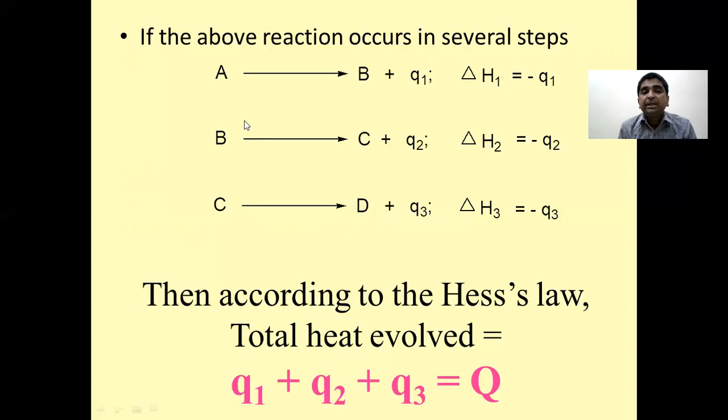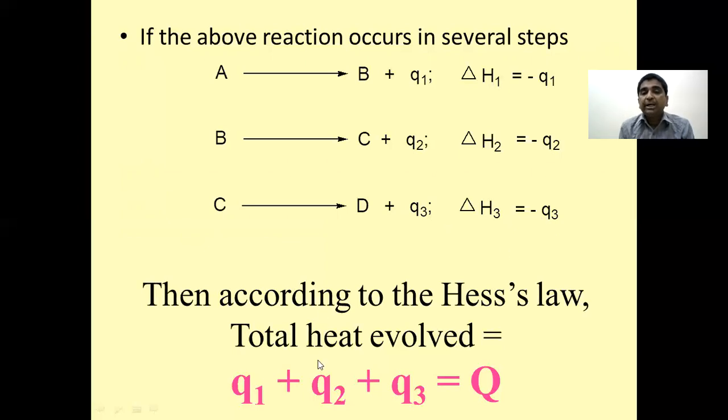Then the conversion of A takes place into B, and let us suppose Q1 amount of heat is released there, so that delta H1 for this first step becomes equal to minus Q1. For the second step, that is conversion of B into C, let us suppose Q2 amount of heat is liberated, then delta H2 is equal to minus Q2. For the third step, conversion of C into D, let us suppose Q3 amount of heat is liberated, so delta H3 is equal to minus Q3.